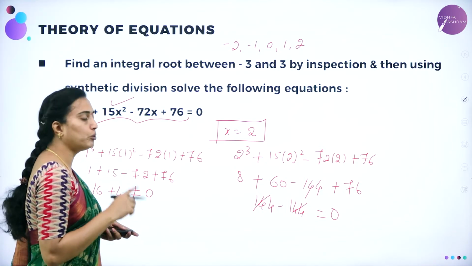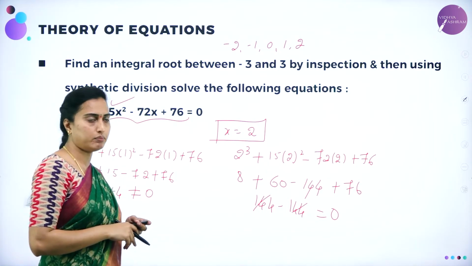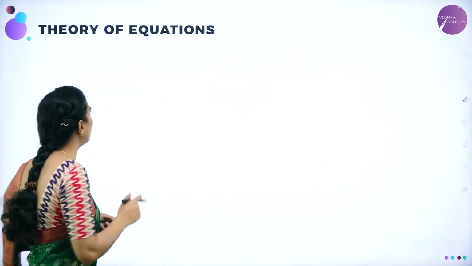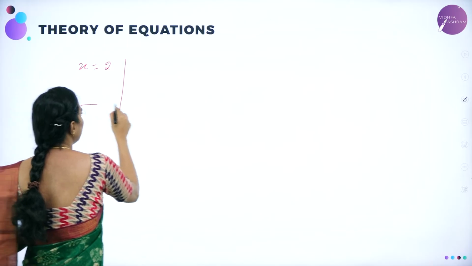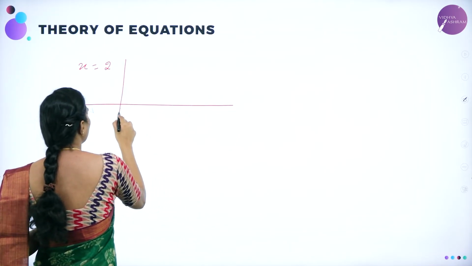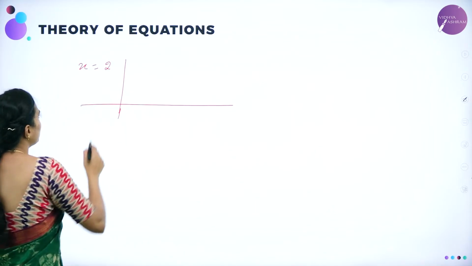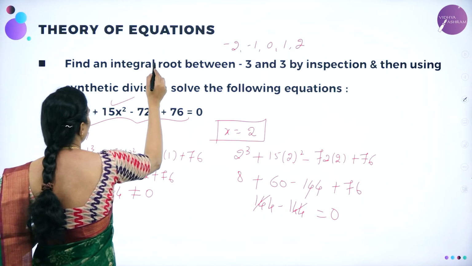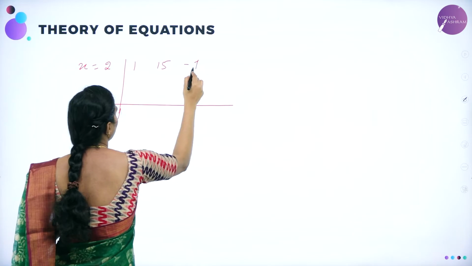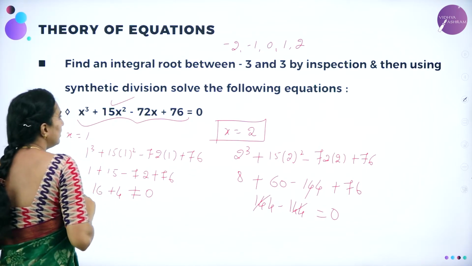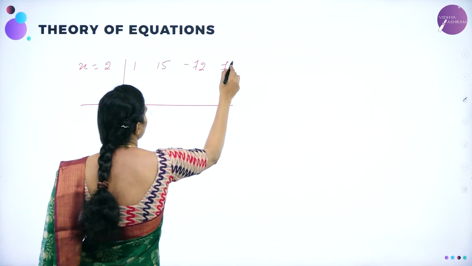Therefore, doing it by the synthetic division method, writing the coefficient of x cube. Now putting here x is equal to 2 as one of the roots, by synthetic division method, substituting coefficient of x cube, which is 1, and x squared is nothing but 15. Now x is nothing but minus 72, and then constant is 76.